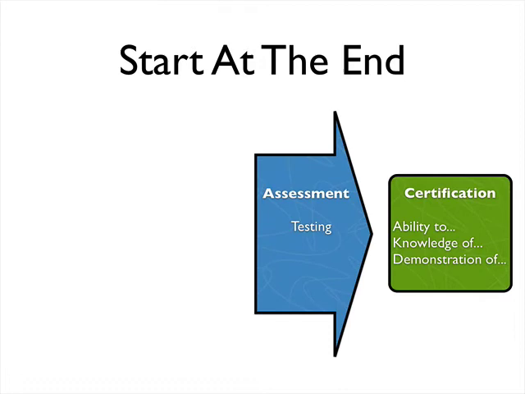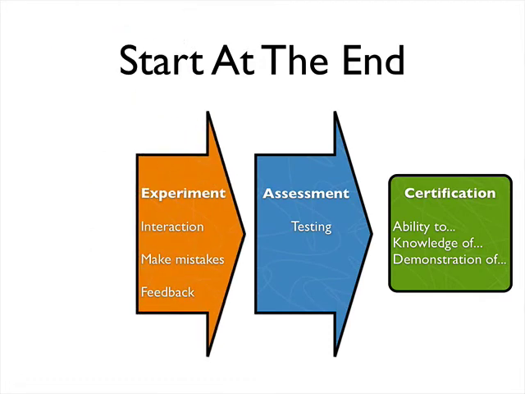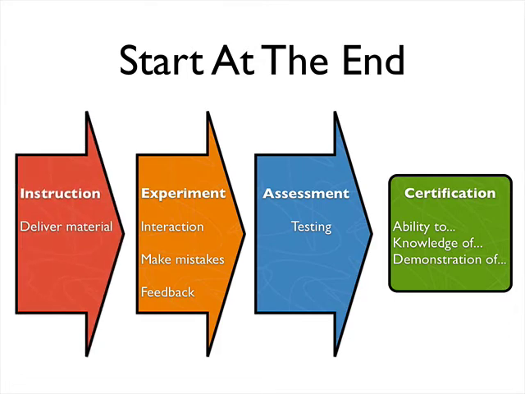So if we're going to test something, we need to allow students to go through a process of experimentation, where there's interaction, where they make mistakes, and where we provide feedback. And that feedback may be autonomous, or it may be on a one-to-one level. And then the last part is providing instructional materials, the material that allows students to learn. The problem I typically see is most people start with creating instructional materials, and then the last thing they're thinking about is assessment and certification. So really the crucial thing here is to start at the end.